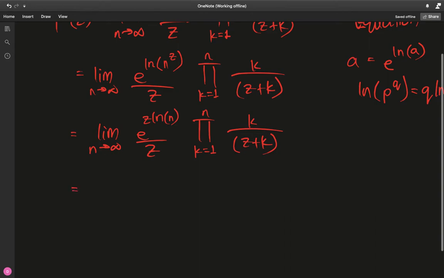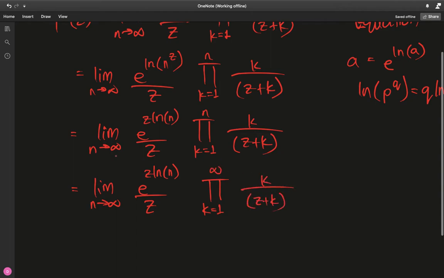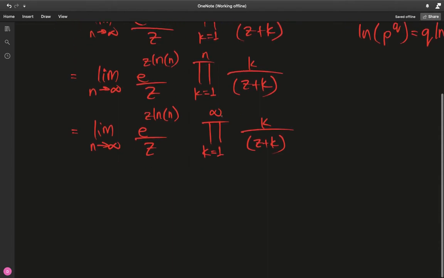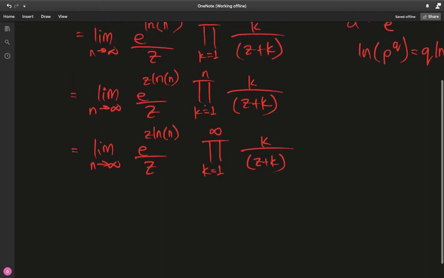So now I'm going to distribute this limit over the product, and we can totally do that. It's a valid property of limits. The limit as n goes to infinity of e to the z times natural log of n over z, and on this side we have the infinite product from k equals 1 to infinity of k over z plus k. So I split this limit on this first term and then this product term, which after applying the limit separately over the product, became an infinite product.